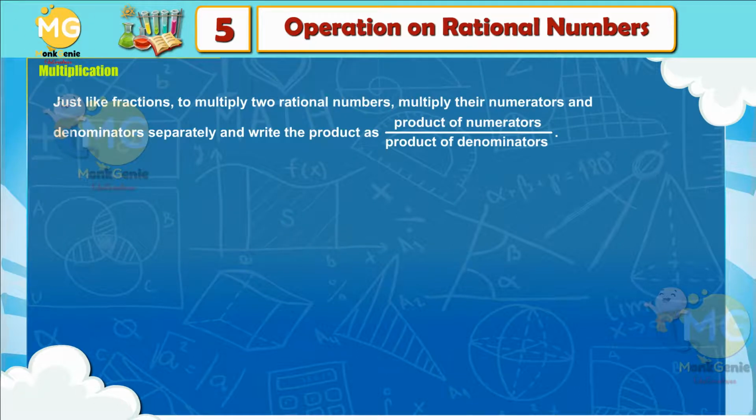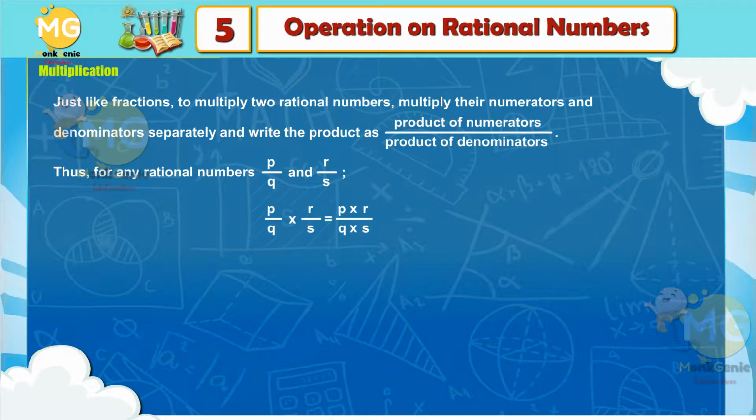Multiplication. Just like fractions, to multiply two rational numbers, multiply their numerators and denominators separately and write the product as product of numerators upon product of denominators. Thus, for any rational numbers p/q and r/s, p/q × r/s = (p × r)/(q × s).